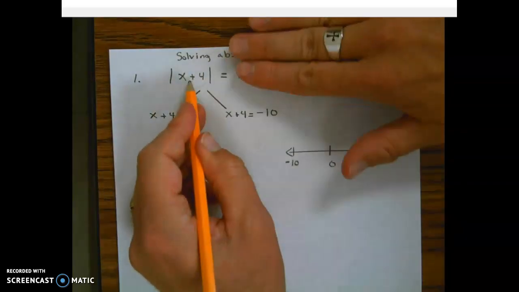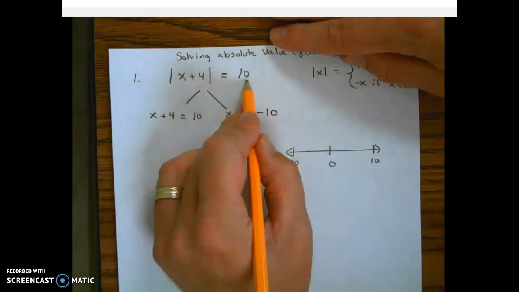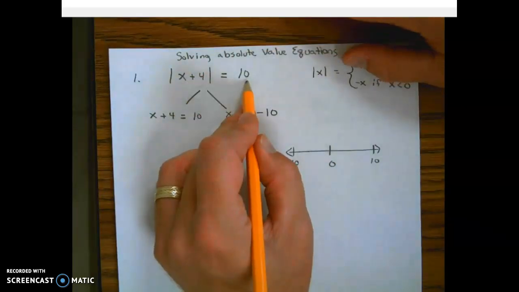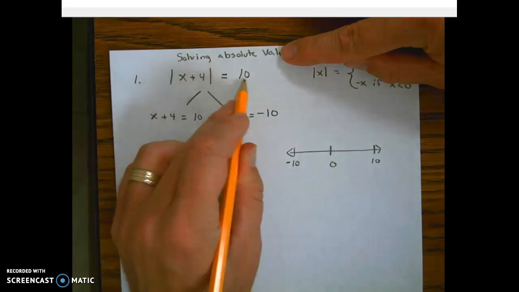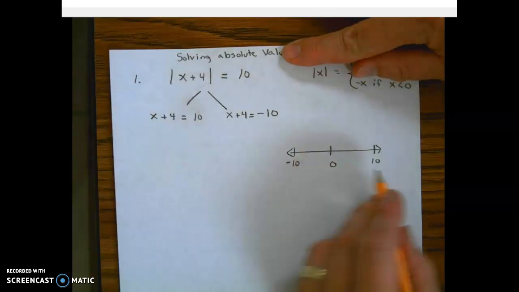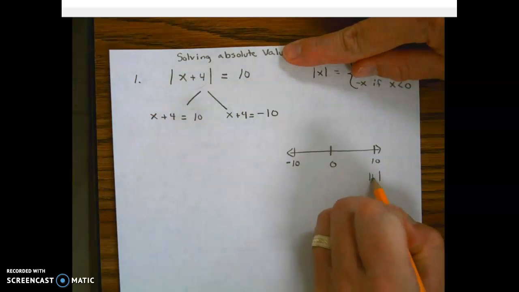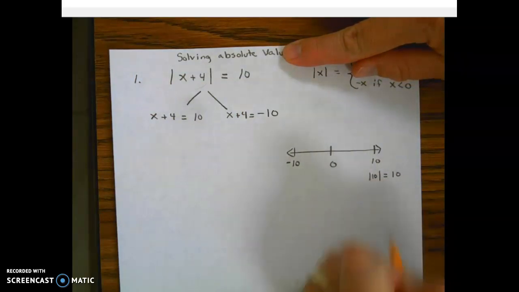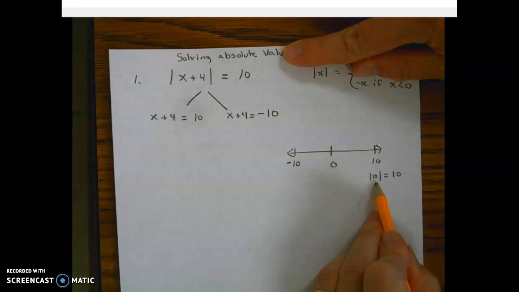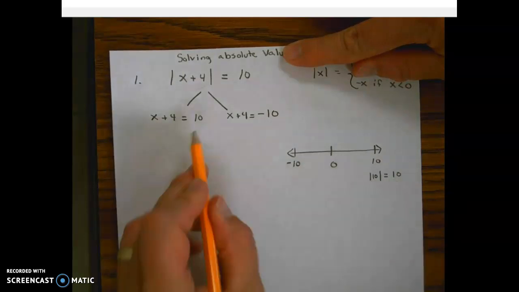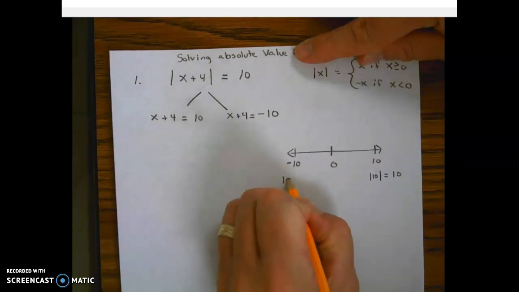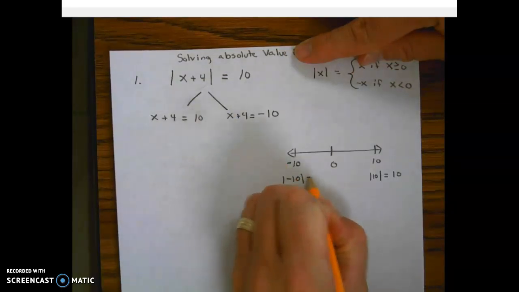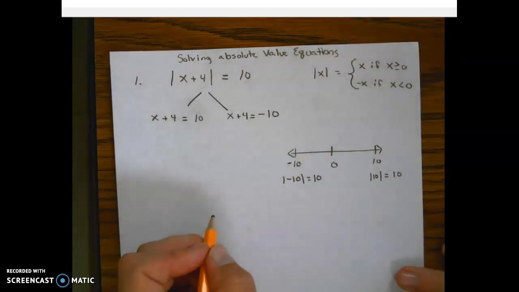Now, we're not talking about the result here. The result of an absolute value is always positive. Let's be clear about that. But there are two numbers that can get us a positive 10. One, the absolute value of positive 10. The absolute value of a positive number will get us a positive number. That's this equation. The other possibility is the absolute value of negative 10. That will also get us a positive number, 10.